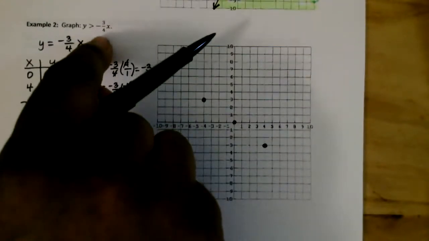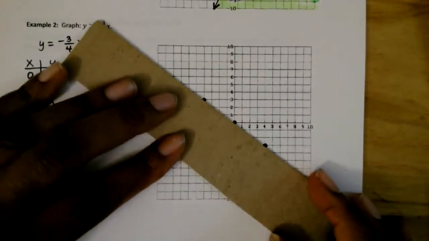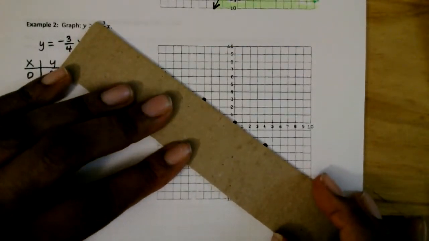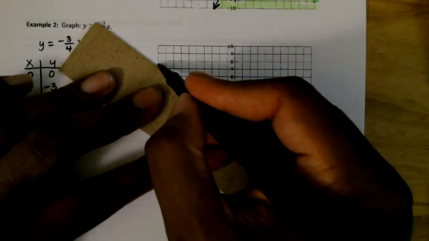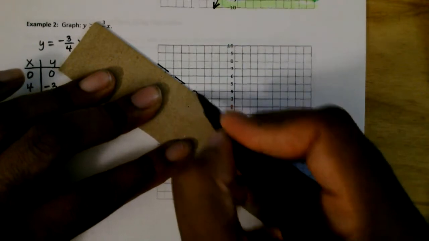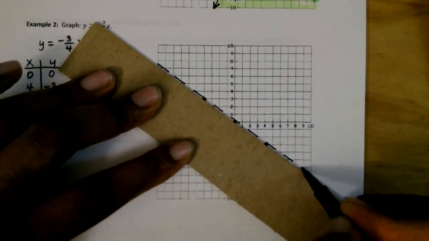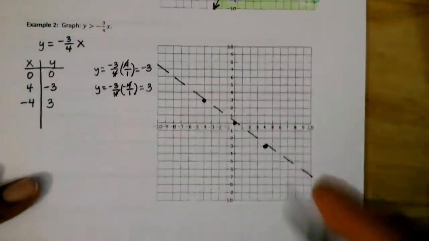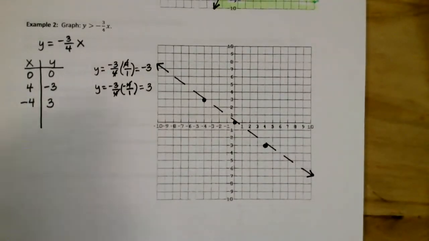Now my original inequality is strictly greater than. That will mean that the line that I will be drawing will not be included. So I'm going to connect those points and draw a dotted line or dashed line like this. So that would be the dashed line here.